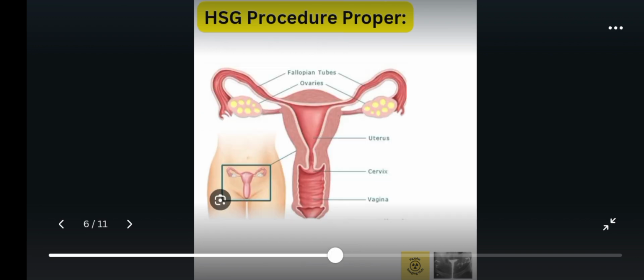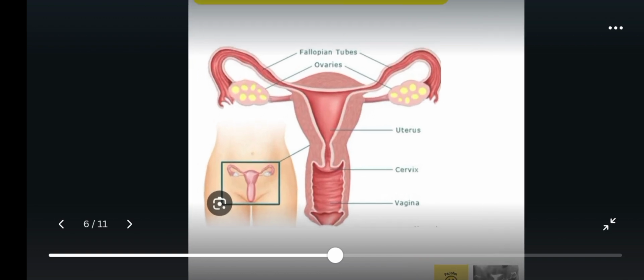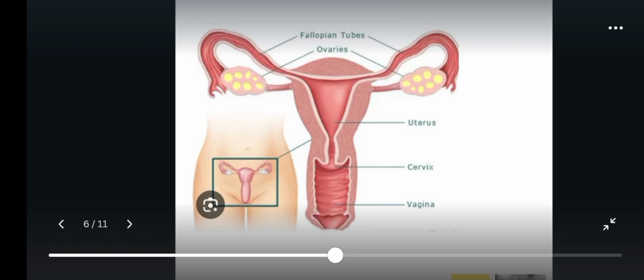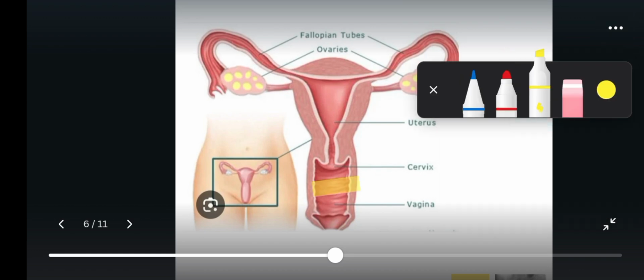Let's look at the HSG procedure proper. When the patient comes for this procedure, the radiographer or radiologist asks the patient to lie on the table, a special table, the X-ray table, in a lithotomy position. That is the same thing as delivery position, with the leg open. The radiographer or the radiologist cleans the surface of the vagina using the Savlon with the normal saline, and then inserts the speculum through the vagina.